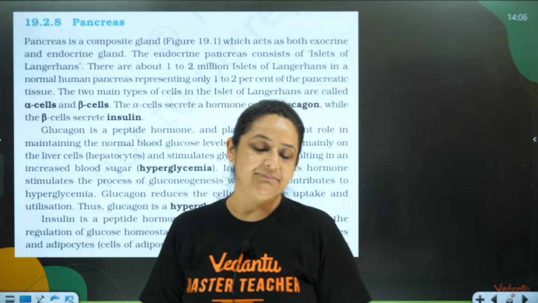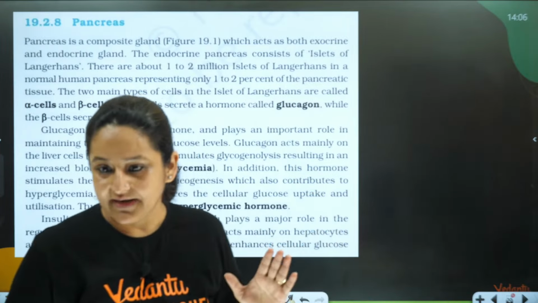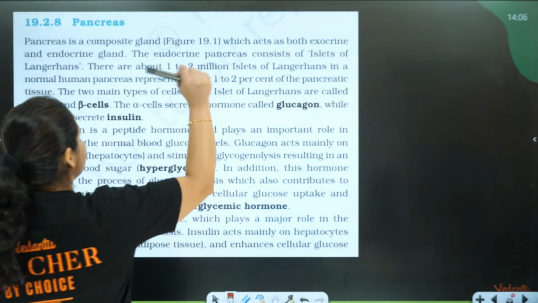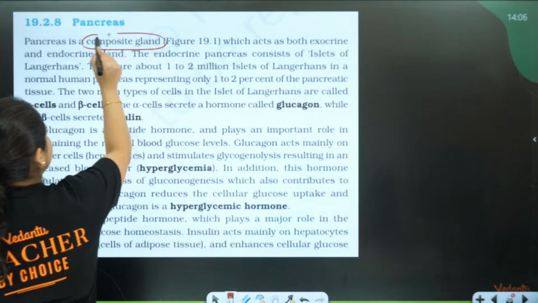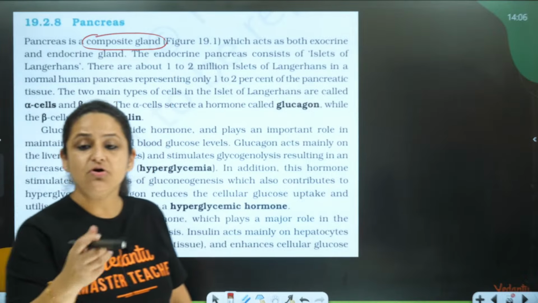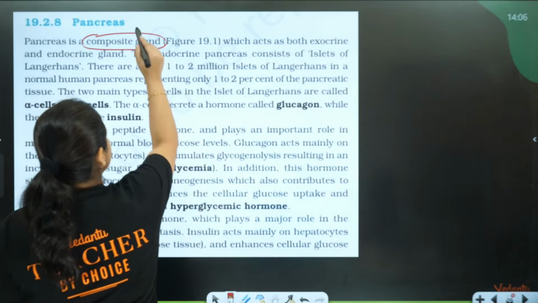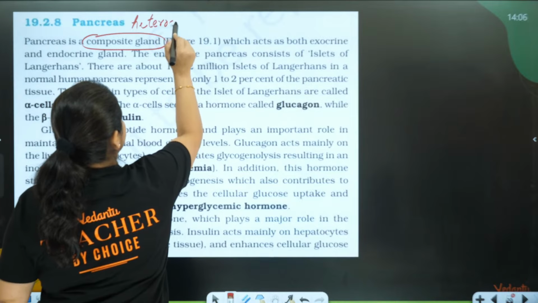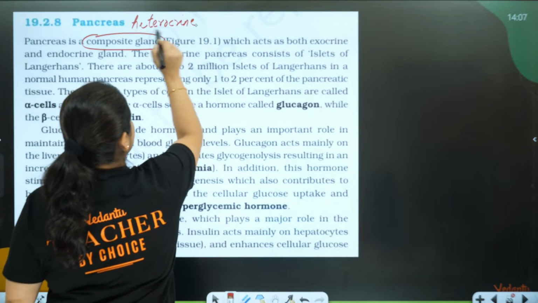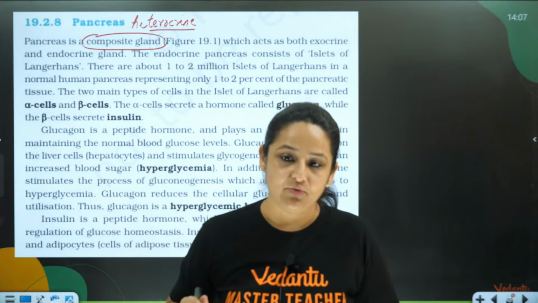Lovely. Today we are going to start with the pancreas. See the very first word that is written over here: it is a composite gland. Now, what is the meaning of a composite gland? In some textbooks, you can also get this word called heterocrine glands. So what is the meaning of composite or heterocrine?